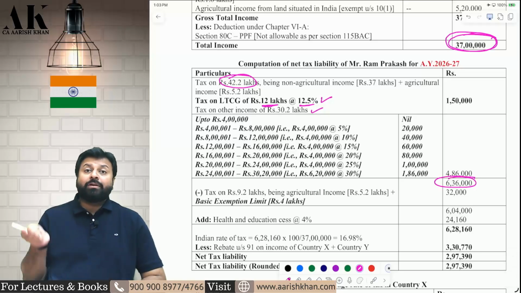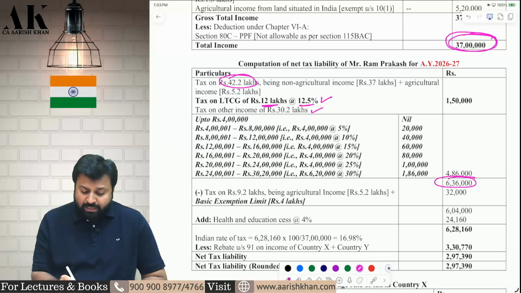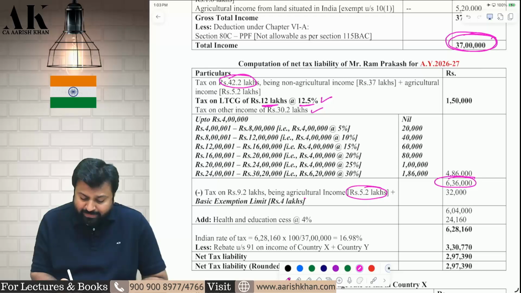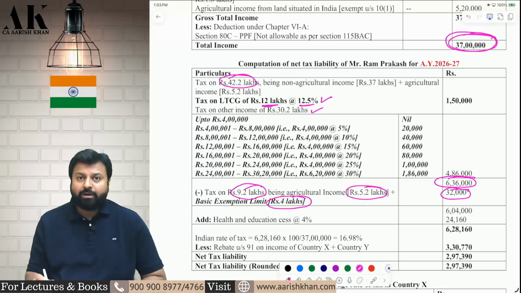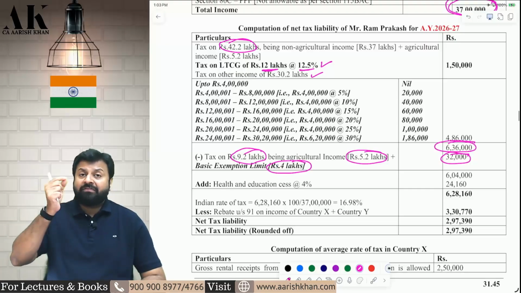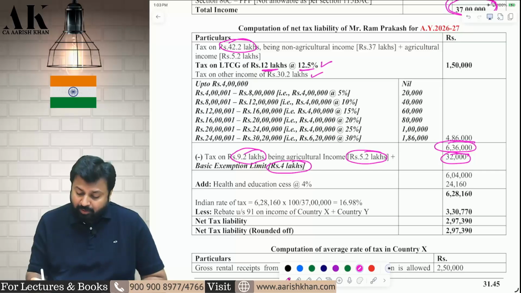Step number 2, compute tax on agriculture income plus basic exemption limit. Agriculture income is 5.2 lakhs, basic exemption limit is 4 lakhs. Now compute tax on 9.2 lakhs. This is your step number 2. Now take the difference between step number 1 and 2. Step number 1 minus step number 2 will be your ultimate tax.